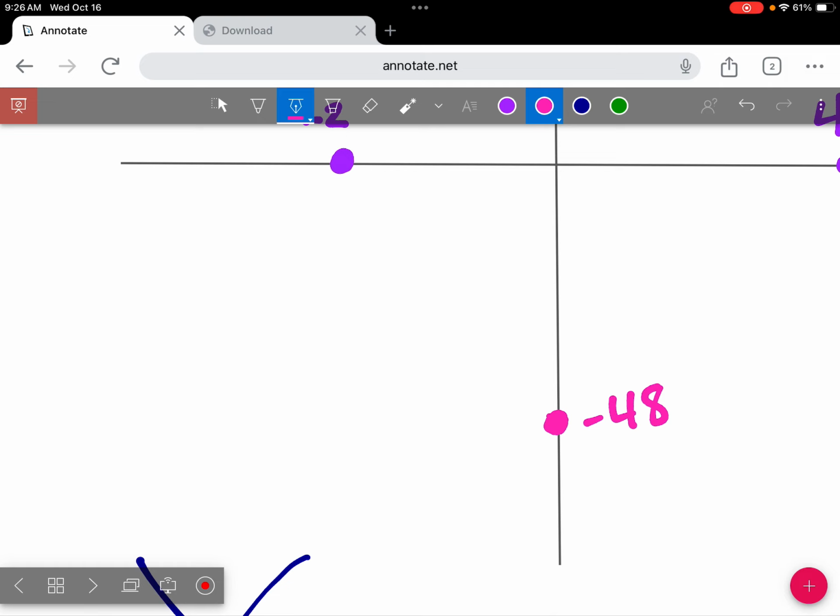So now we need to connect these up. My left arrow points down. I need to hit that -2. I need to go through -48. I need to come up through 4 and not have any extra x-intercepts.